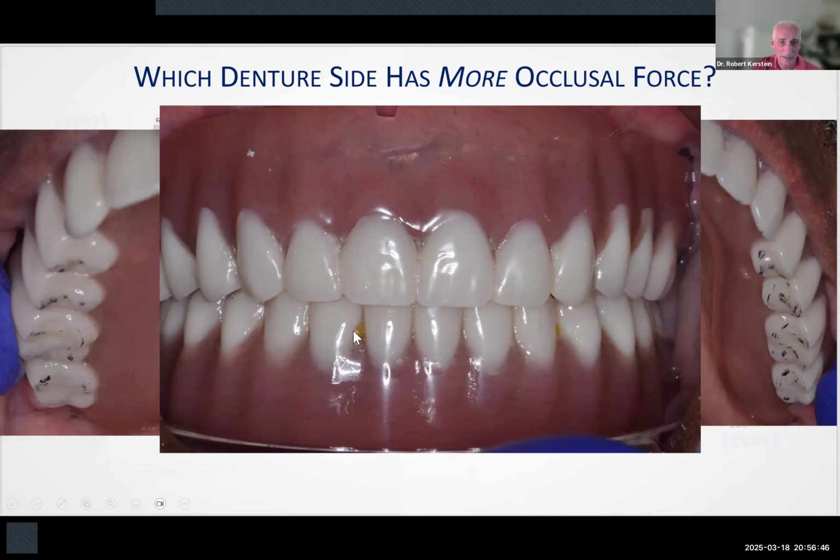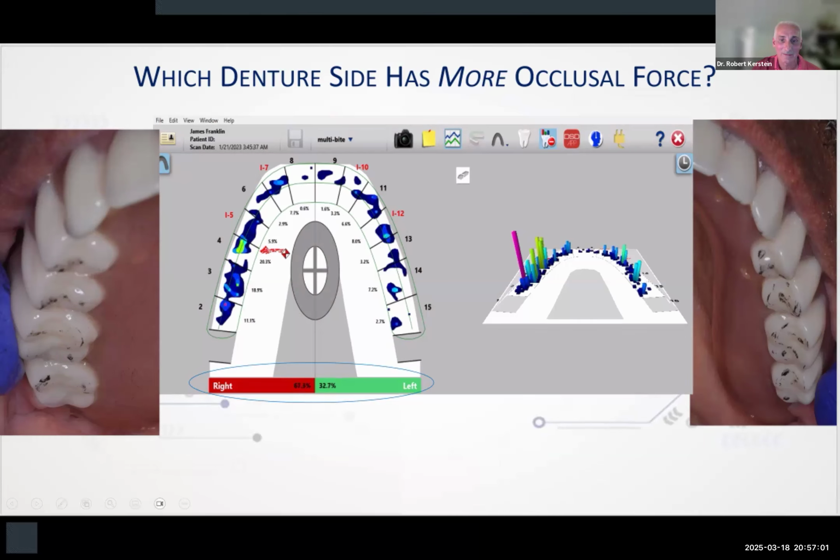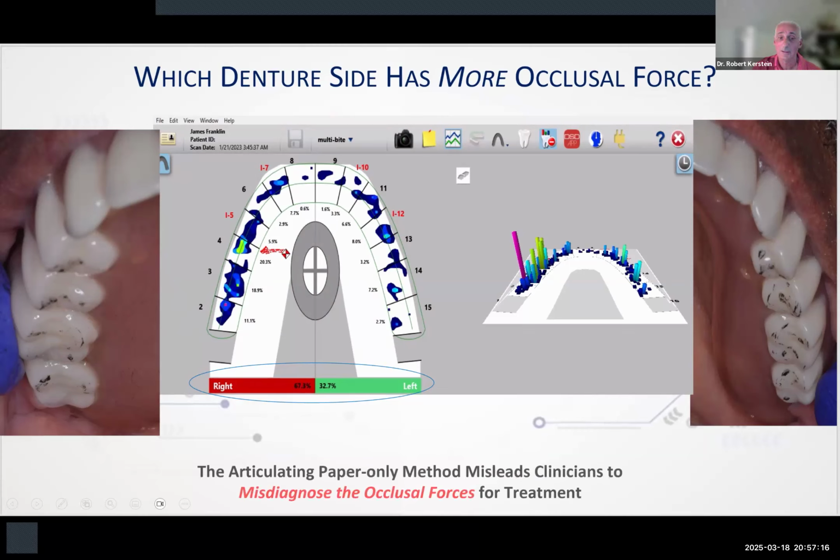This is the patient's right, as you were looking at the patient. This is the patient's left, right? Can you tell? Let's see. There's dramatically more force on the side that has less ink, right? It's off 67 to 32, right? Look at the amount of ink. If you didn't have the T-scan, you'd be grinding over here, making this worse, right? This is a huge problem, right? But with the T-scan, you can accurately diagnose the occlusal forces, not misdiagnose the occlusal forces.